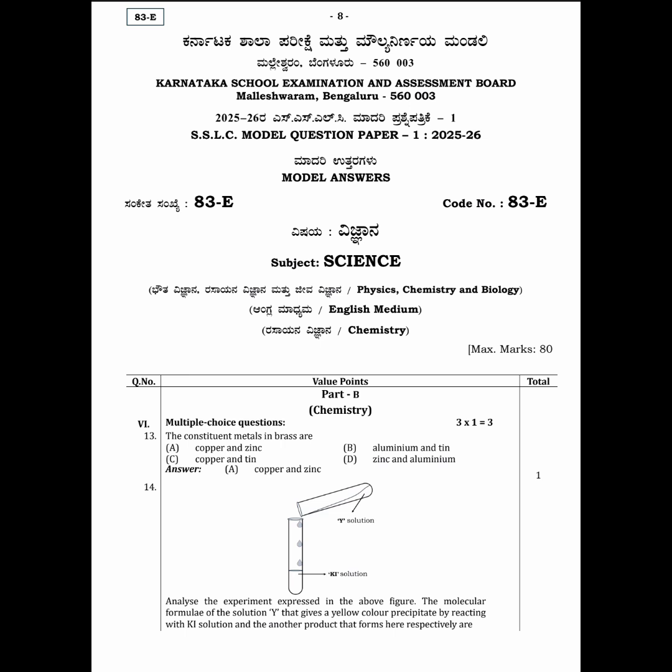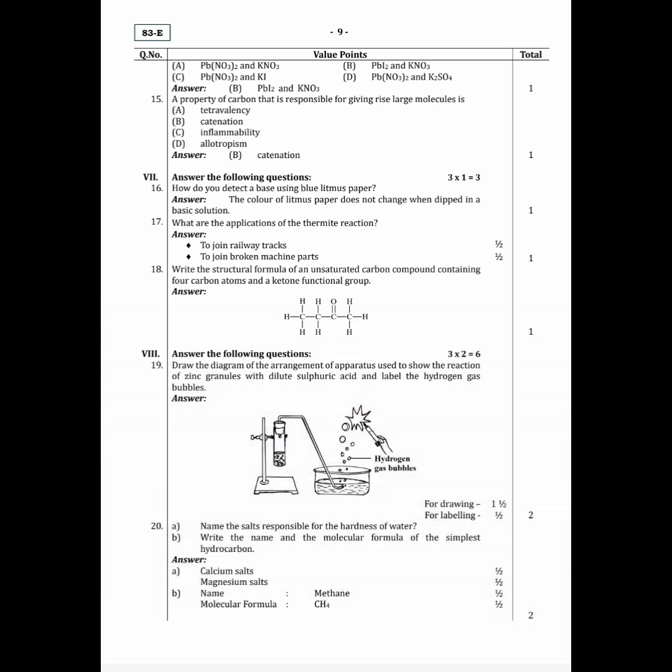14th question. Analyze the experiment expressed in the above figure. The molecular formula of the solution Y that gives a yellow colored precipitate by reacting with KI solution, and the other product that forms here, respectively, are: option A, lead nitrate and potassium nitrate; option B, lead iodide and potassium nitrate; option C, lead nitrate and potassium iodide; option D, lead nitrate and potassium sulfate. Answer: option B, lead iodide and potassium nitrate.